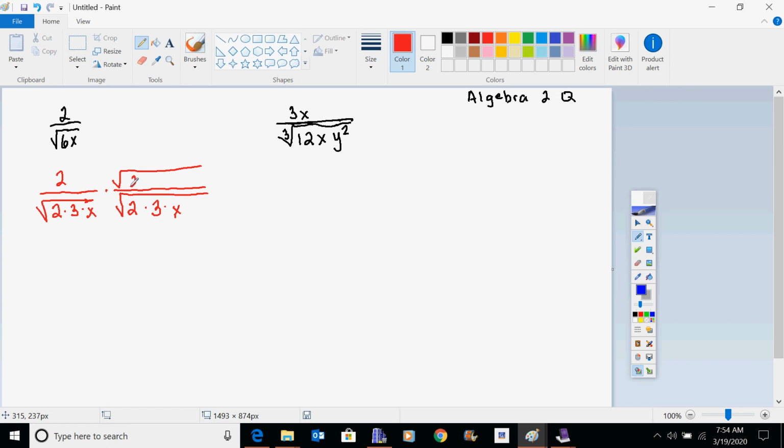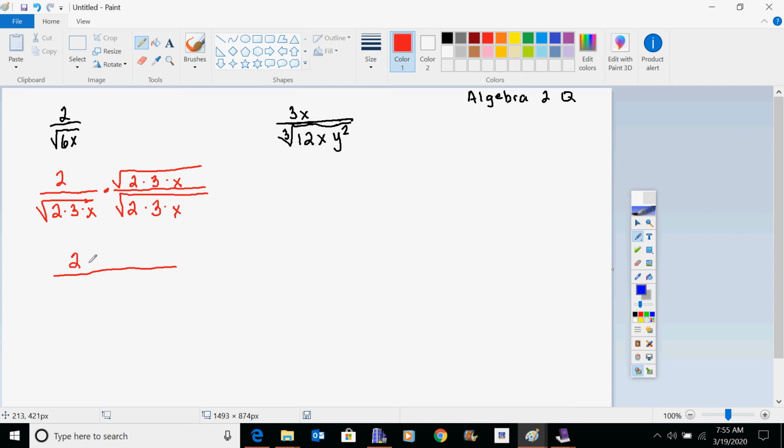But in order to keep it so that I haven't changed a value, whatever I multiply the denominator by, I also have to multiply the numerator by. So then I'm really only multiplying by a very, very strange looking 1. When you do this, you make one big fraction.